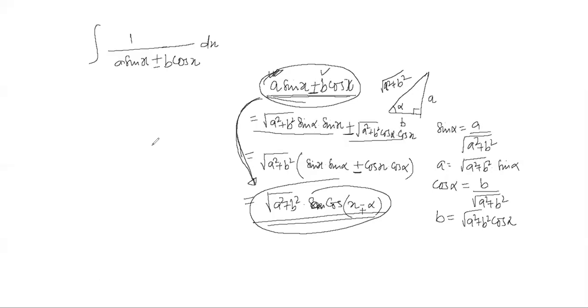So I can write it like 1 upon root under a square plus b square into cos of x plus minus alpha.